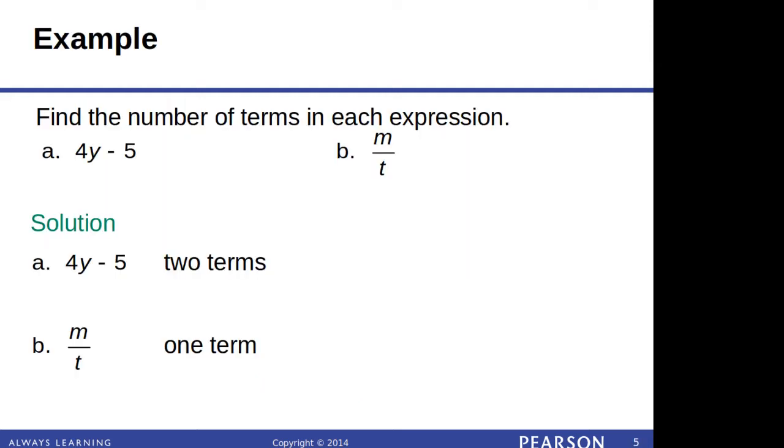And so here are some examples where we have the number of terms. Here there are 2 terms because it's separated by the minus sign. And this is the constant 4 times an unknown thing called y. And here this is 1 term, and it's the variable m divided by t. And so terms get separated by additions and subtractions.